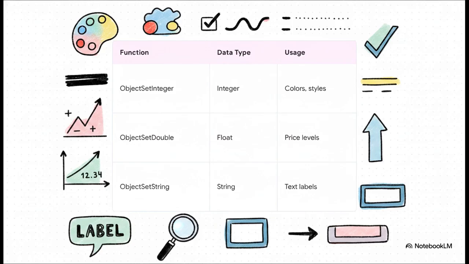You're going to use ObjectSetInteger for whole numbers. So this includes things like colors, Boolean flags for true or false properties, or your line thickness. Then you use ObjectSetDouble for floating point values, like tweaking a super precise price level. And finally, you use ObjectSetString when you want to assign text, like slapping a label on a button or an indicator line. Once you grasp these three data types, the whole programming logic just clicks instantly.